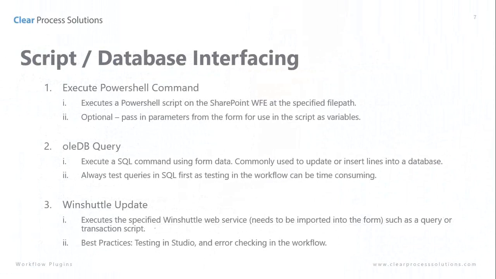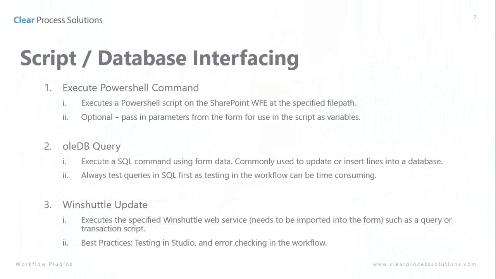And then we have the Winshuttle Update plugin, which I'm sure a lot of people are familiar with. It's simply running a Winshuttle script from the workflow. So a transaction script or a query script, that's what this would be used for. And one of the best practices that we implement in all of our transaction scripts when we're running them in the workflow, and I'll show an example of this once we get to the demo.